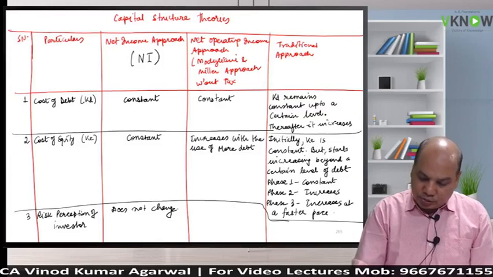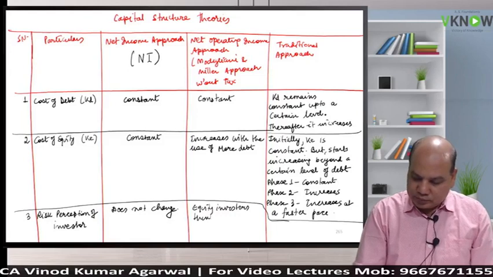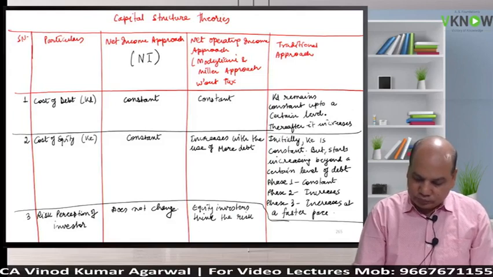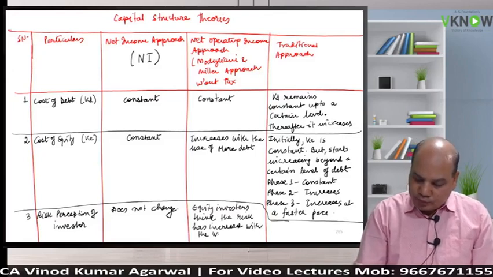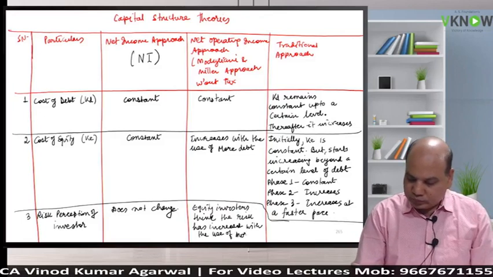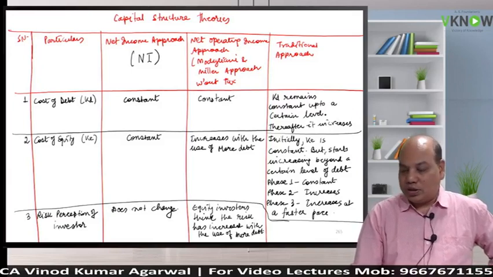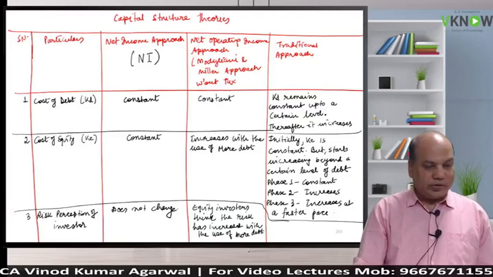Net operating income approach, equity investors think the risk has increased. Equity investor thinks that the risk has increased with the use of more debt. Is it right?